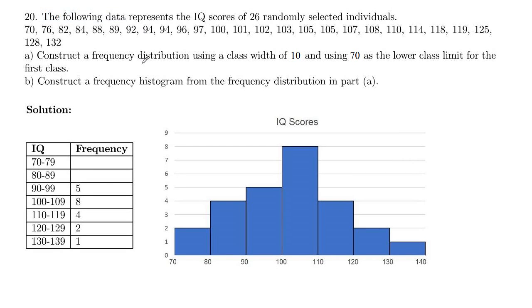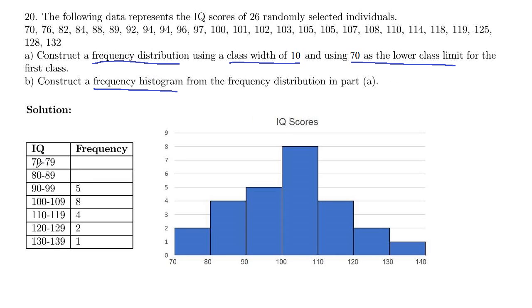In problem 20, they have given us some data here that represents IQ scores for 26 randomly selected individuals. So that's this data here. And we want to construct a frequency distribution, that's a table, using a class width of 10 and 70 as the lower class limit for the first class, and then construct a frequency histogram. So that's a bar graph of our data.